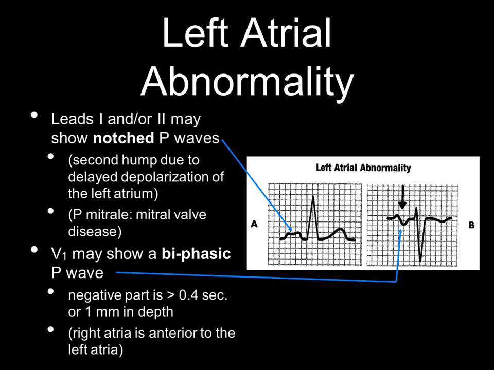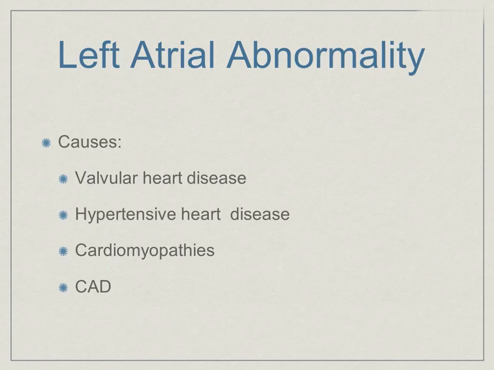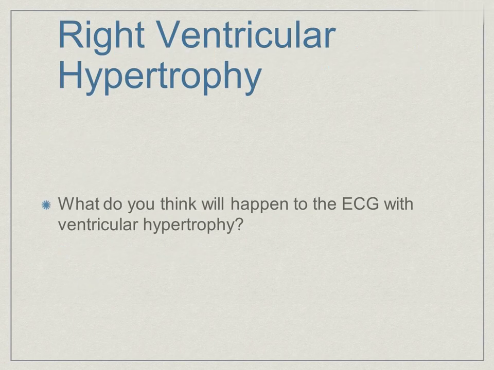The right atrium is anterior to the left atrium. Left atrial abnormality. Causes: valvular heart disease, hypertensive heart disease, cardiomyopathies, CAD.